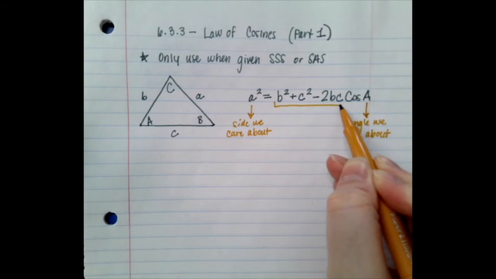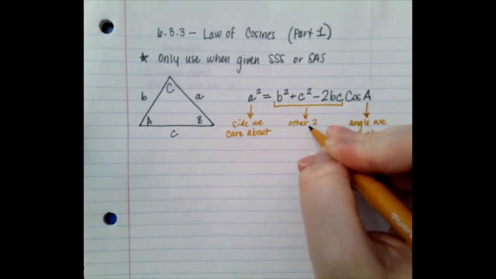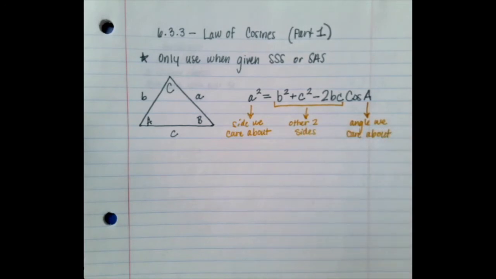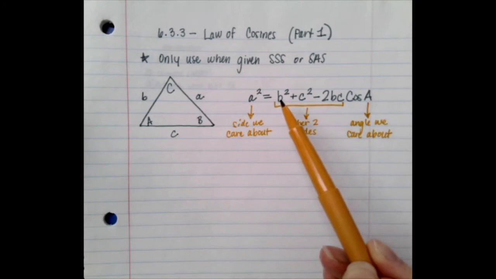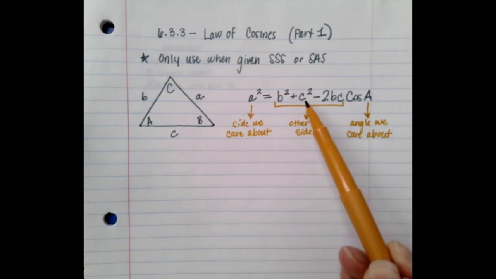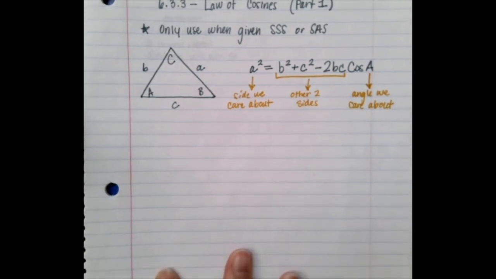And then b and c are just the other two sides. The order doesn't particularly matter, so it doesn't matter which side is b and which side is c. They're just the other two sides. Feel free to pause and write it down if you don't have it yet, but let's go through an example of what this is going to look like.